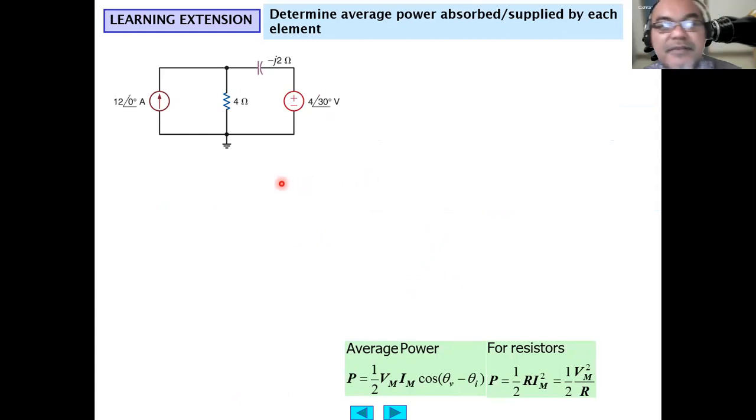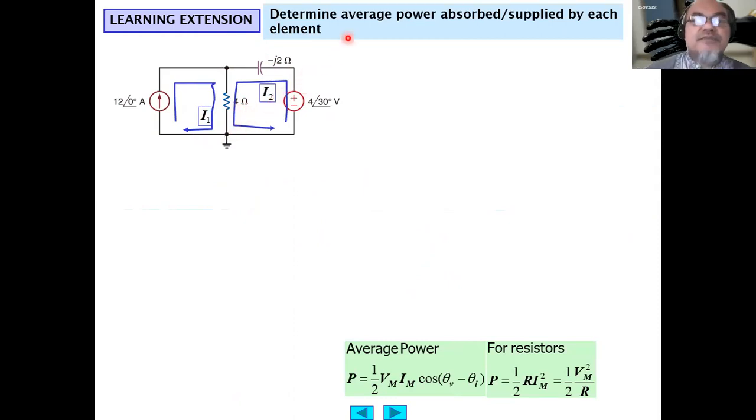Okay, another example here: determine the average power absorbed and supplied by each of the elements. We have two independent sources, one is a voltage source, another one is the current source. We have two passive elements, a resistor and a capacitor. Let's try to solve first by finding the current using loop analysis, or Kirchhoff's voltage law.